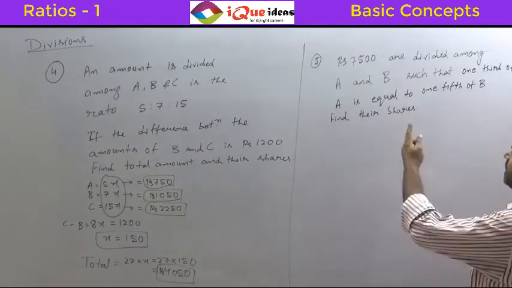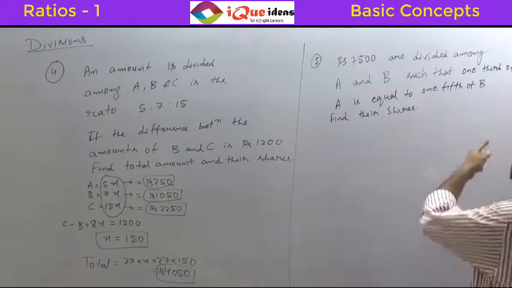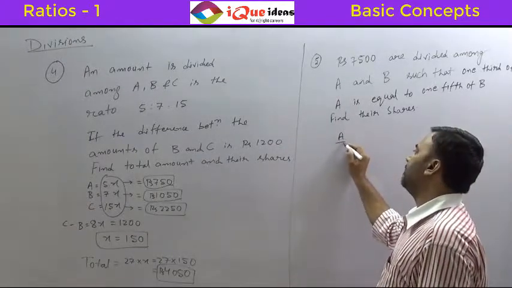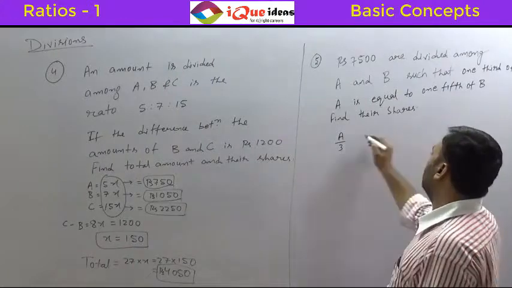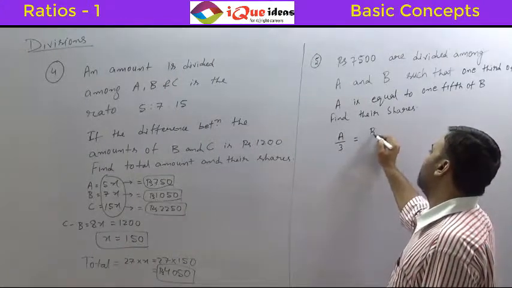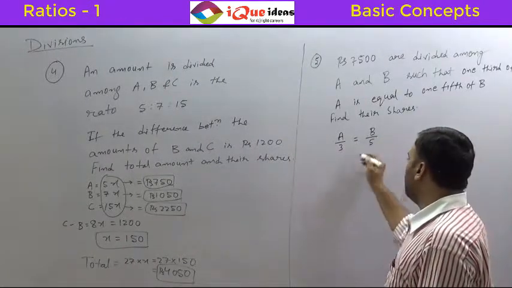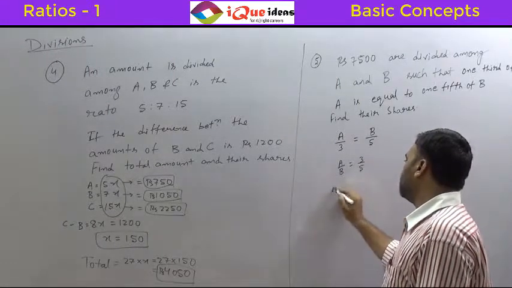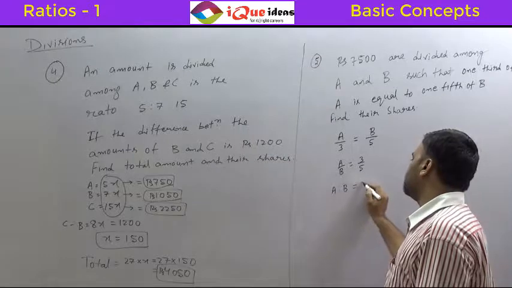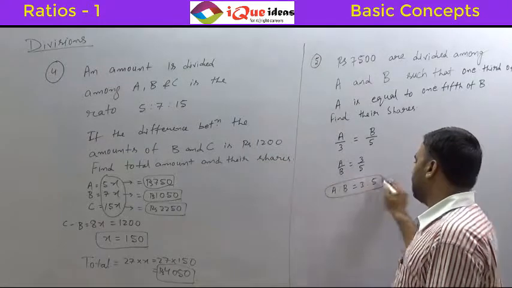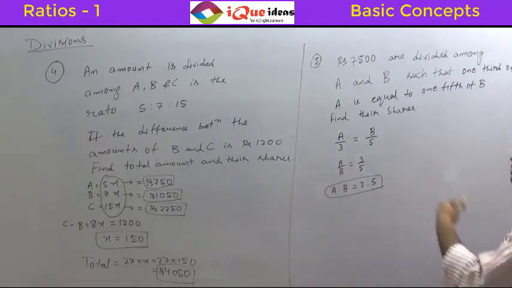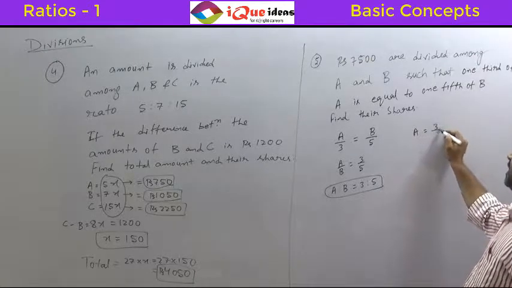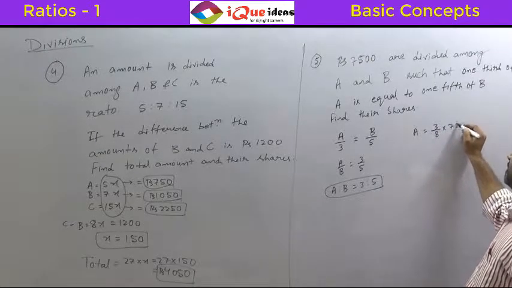Okay. Now 7500 is divided among A and B in such a way that 1/3 of A. So we simply write A by 3, that is 1/3 of A, is equal to 1/5 of B, so B divided by 5. Now see, from here we get A by B equal to 3 by 5. And from the definition of ratio, it is nothing but ratio of A and B, which is 3:5. That's it. So effectively we get the ratio of A and B, and then we can do the division. Share of A would be equal to 3 by 8 into 7500.